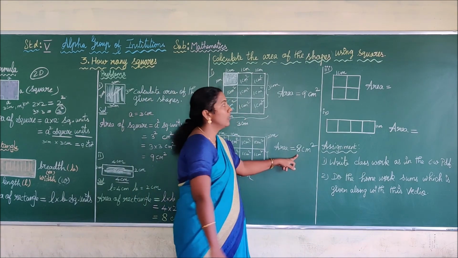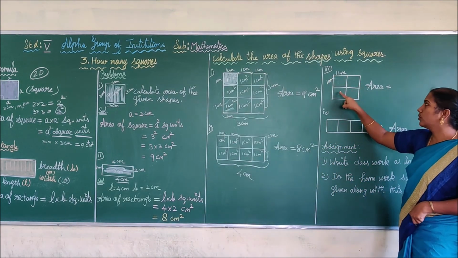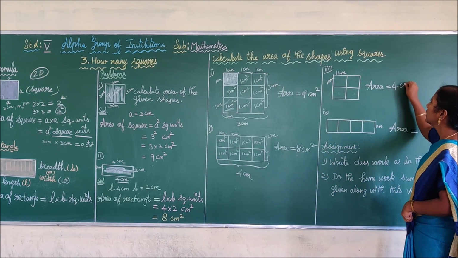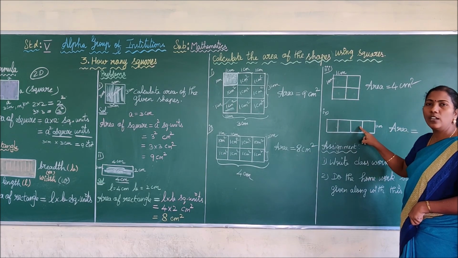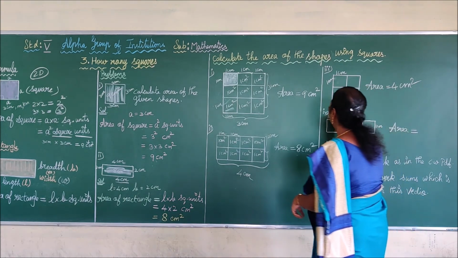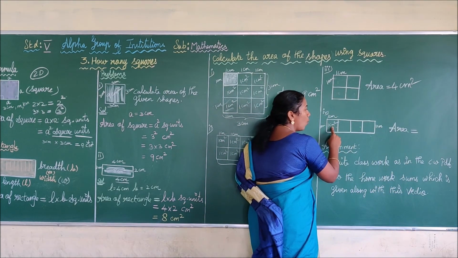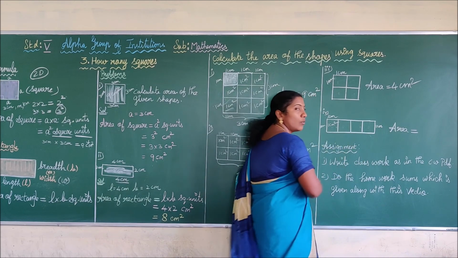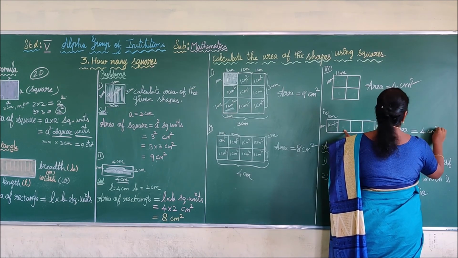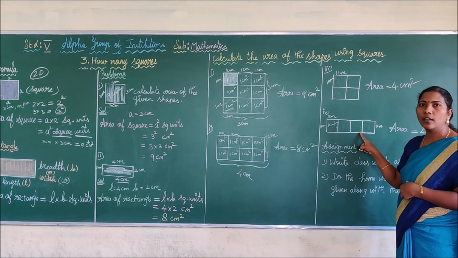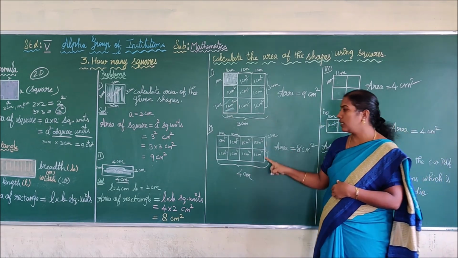It's clear, children? What is the area of this? Yes, 1, 2, 3, 4. That is 4 centimeter square. What is this shape? Square. What is the area of this shape? Here also 1 centimeter, 1 centimeter, and this area is 1 centimeter square. That is 1, 2, 3, 4. So what is the area of this shape? 4 centimeter square. What is this shape, children? Rectangle. What is this shape? Square. This is square. This is rectangle.